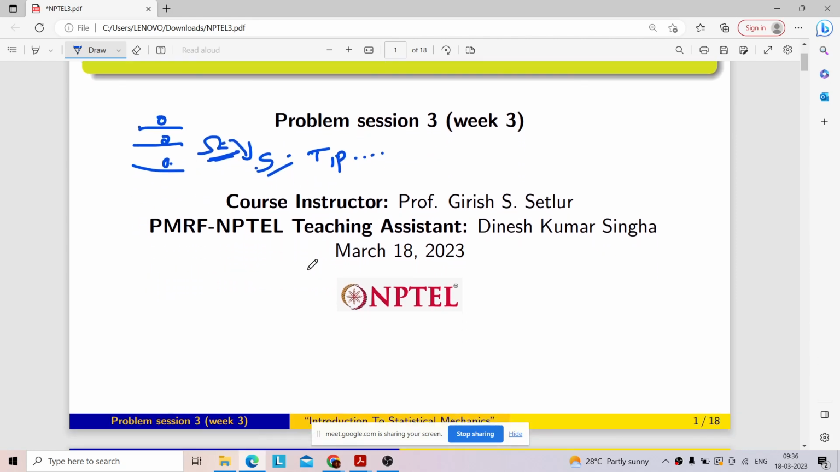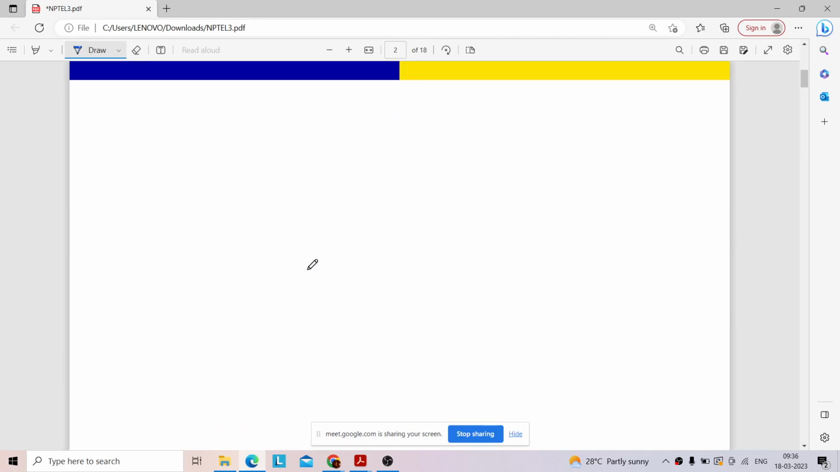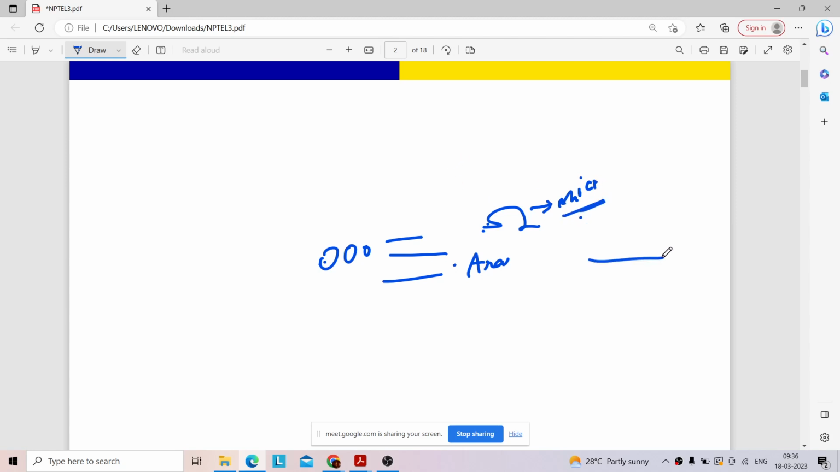So today, particles are there, states are there, and we have to arrange them to find the total number of ways. For bosons, we saw that more particles stay in the same energy state, the same energy level.